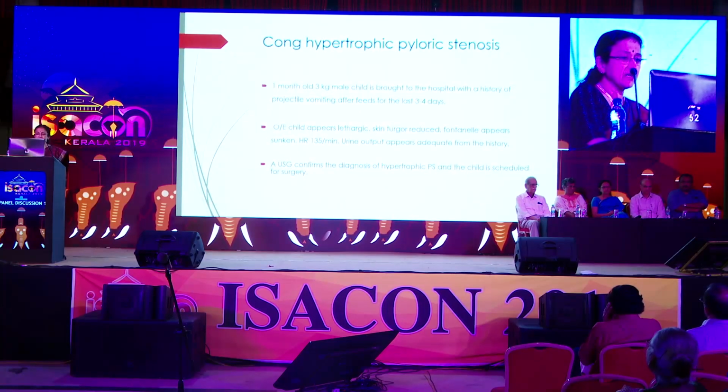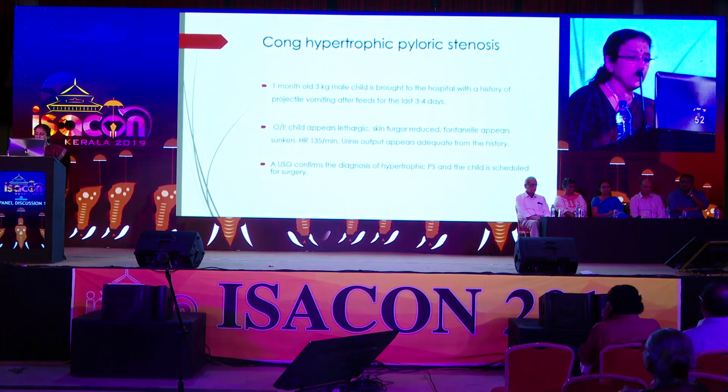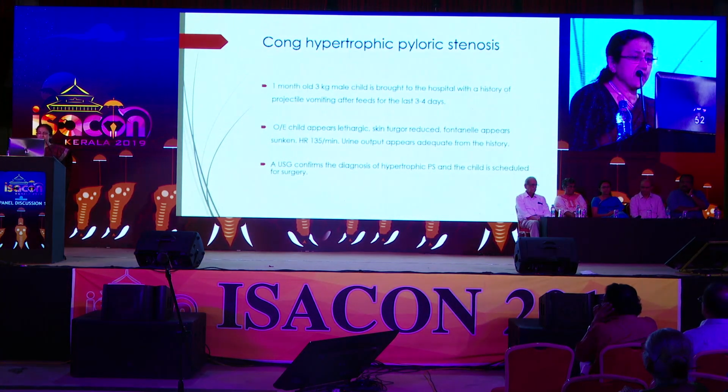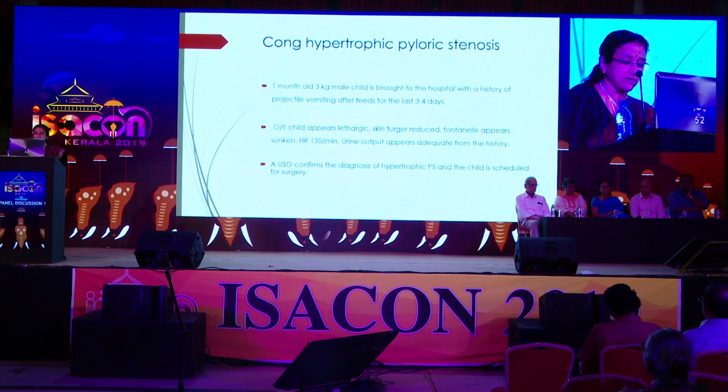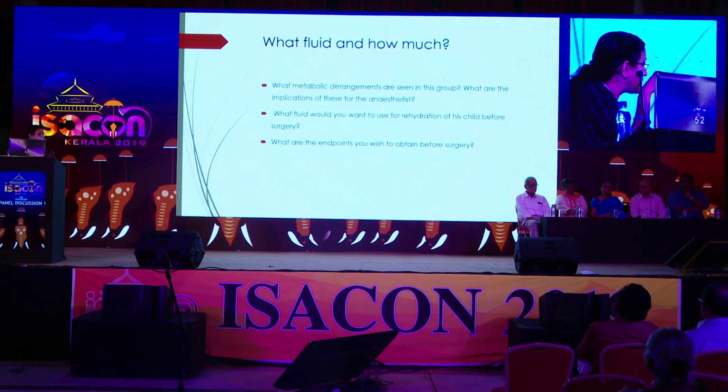The child is afebrile, looks a bit lethargic, skin turgor is reduced, fontanelle appears sunken. An examination reveals a heart rate of 135. According to the history, the urine output is adequate. An ultrasound examination after preliminary investigation confirms the diagnosis of hypertrophic pyloric stenosis, and the child is scheduled for surgery. So, madam, you are the expert in this scenario. If this child were to come to us for a pre-anesthesia evaluation for a surgery, what are the problems that you would expect in the child, and what are the implications of these problems?